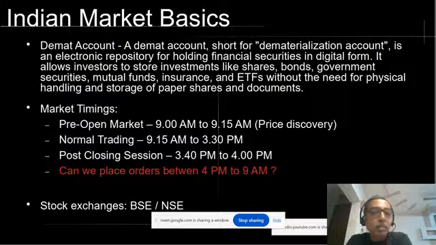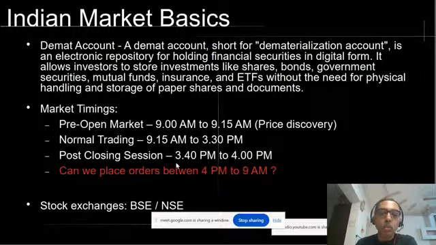The market timings are usually 5 working days, Monday till Friday. There are three different sessions, but the most important session is the normal trading session, which is shown here, 9:15 until 3:30 p.m. That is where the majority of the trading activities are done. There is a pre-open market session, 9 to 9:15. The intention of this session is to stabilize or reduce the volatility once the market opens.